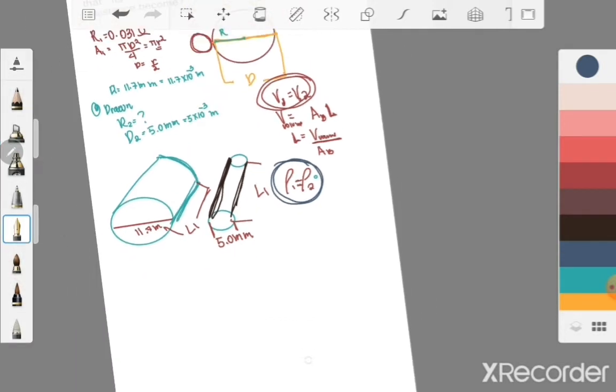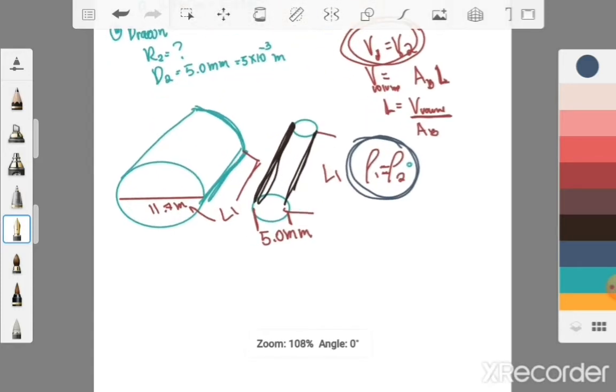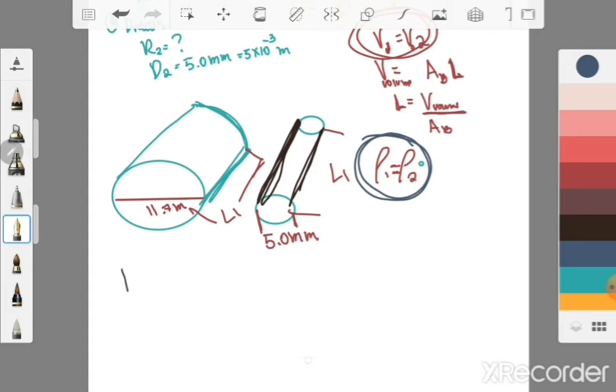Okay? P1 is equal to P2. So these are the parameters that we know. Okay? Rho 1 and rho 2. And our givens, which are R2 and D2 and R1 and D1. So we may say, therefore, that R1 is equal to rho 1 L1 over A1.